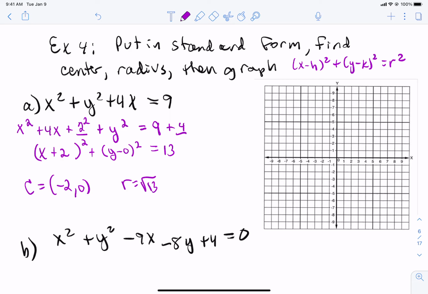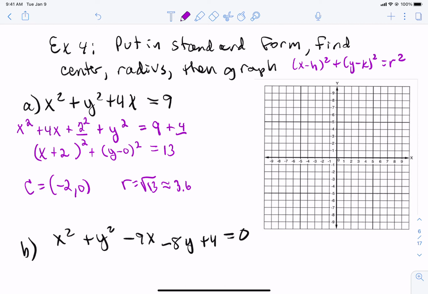Now, I don't know what the square root of 13 is. It's 3 point something. You need it for the graphing purposes, so you want to throw that into a calculator. That's approximately 3.6. So now we have everything we need. Let's go ahead and actually graph it.